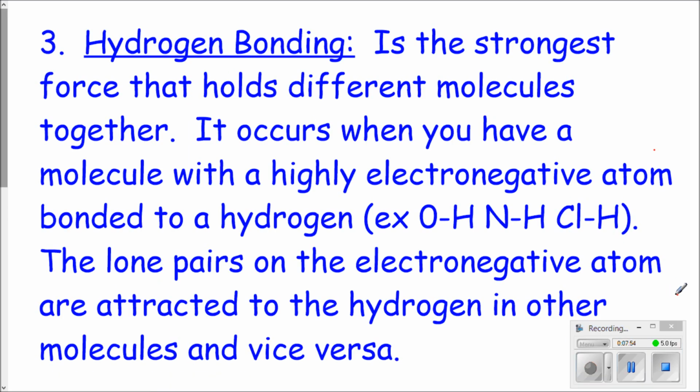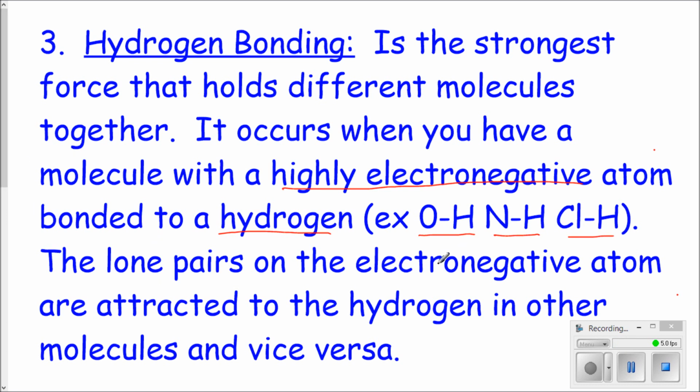The last type of interaction that we have is something called hydrogen bonding. It's the strongest type of bonding, and it's actually the bond that holds together your strands of DNA. It's the strongest force that holds different molecules together. It occurs when you have a highly electronegative atom bonded to a hydrogen. So if you have in your molecule an O and an H, an N and an H, or an F and an H, that can have hydrogen bonding.